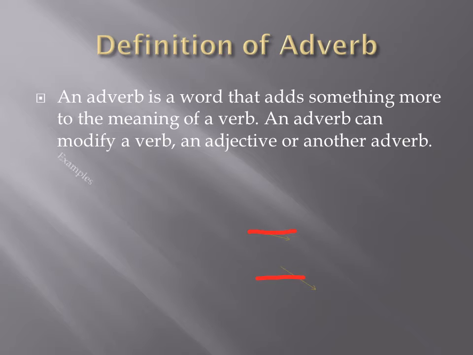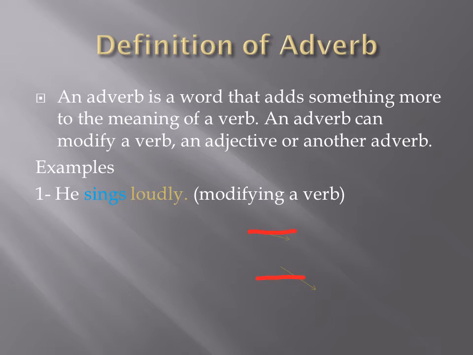For example, he sings loudly. Here, sings is a verb, loudly is an adverb. Loudly is here explaining the action, sings. Loudly is telling us how the person sings.